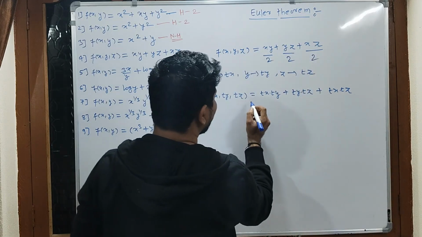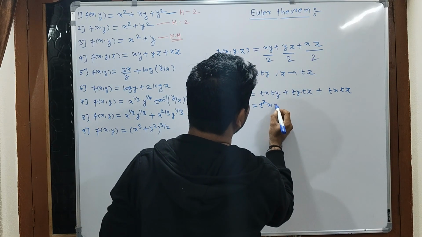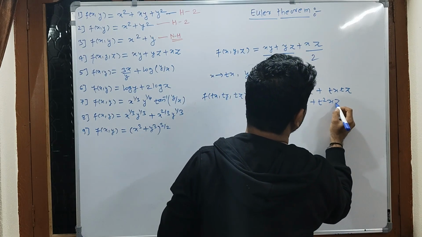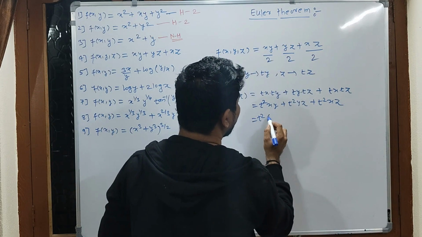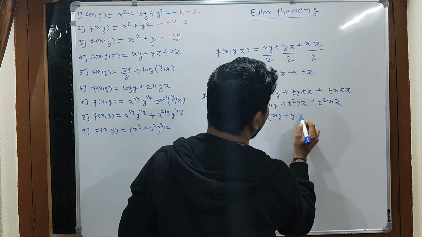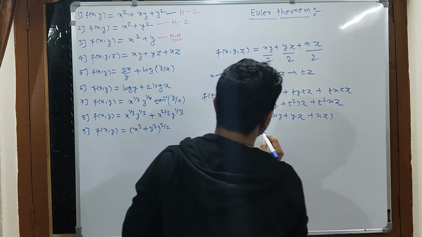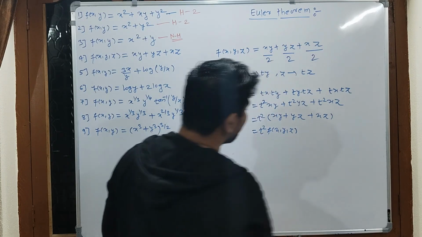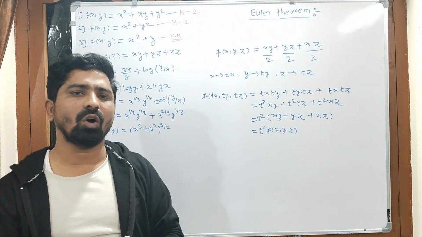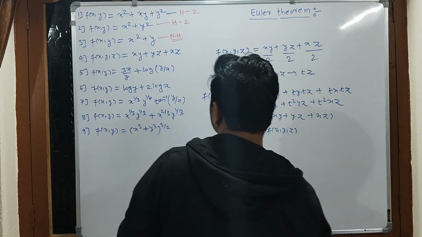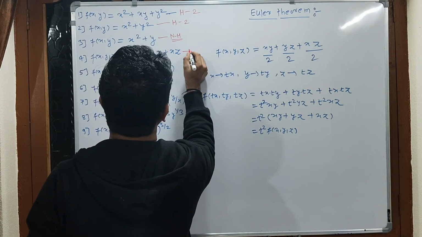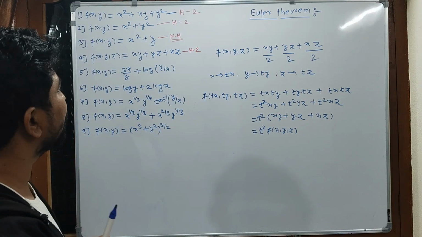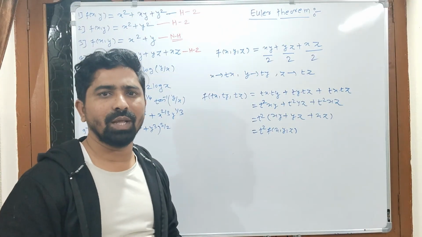Which is equal to t square times xy plus t square times yz plus t square times xz. Here I will take t square common, t square times (xy plus yz plus xz), which is equal to t square times f of x comma y comma z. So therefore this is a homogeneous function of degree 2. So my fourth example is also a homogeneous function of degree 2.